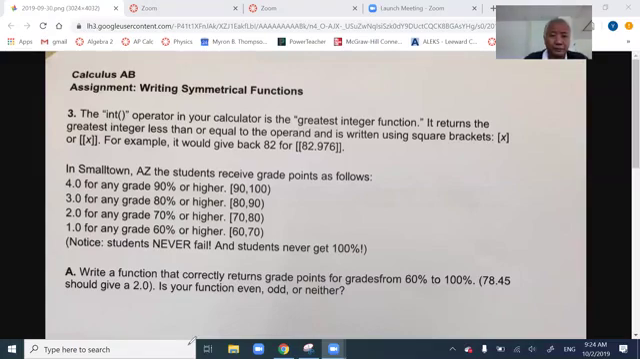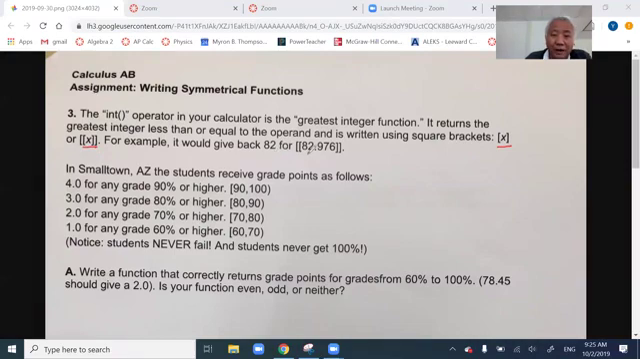Okay, this is question number 3. They said the int() operator in your calculator is the greatest integer function. It returns the greatest integer less than or equal to the operand and is written using square brackets like this. So they give an example.